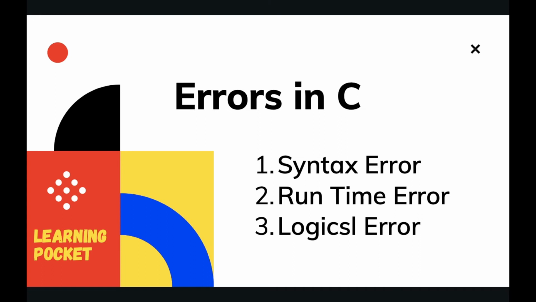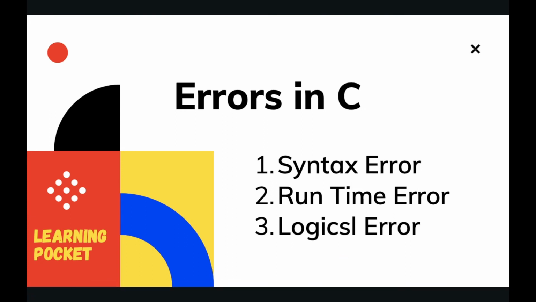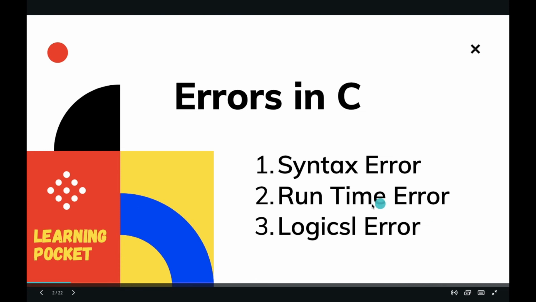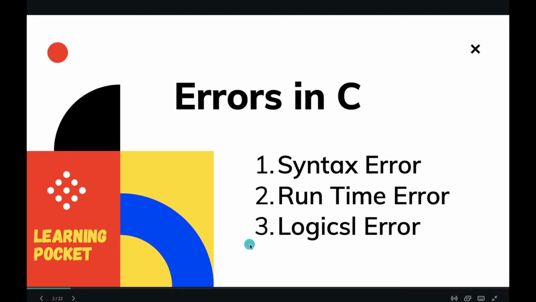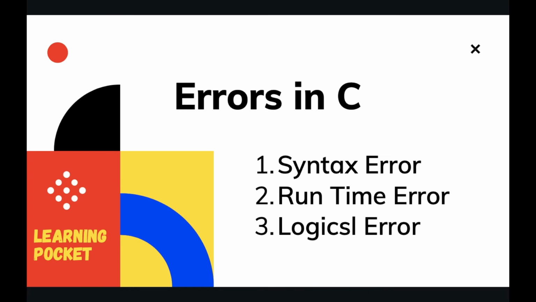The third type of error, and the most prominent error, the one which all programmers are mostly worried about, is the logical error. Logical errors are errors in the logic of the program. They are not reported by the compiler. Suppose you want to write a program for multiplication of two numbers, but instead of multiplication you wrote the plus symbol. Therefore you are not getting the desired output.